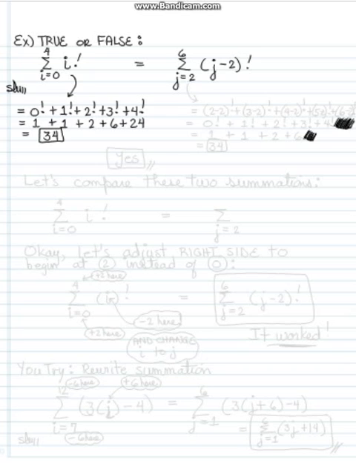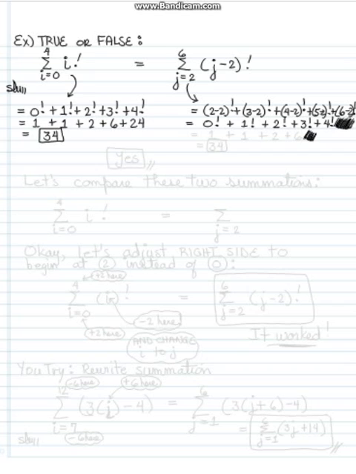Let's see if that's the same as the value of the right sum. For this one, that is equal to, in parentheses, let j equal 2 because we're starting with the index 2, 2 minus 2 factorial, plus 3 minus 2 factorial, plus 4 minus 2 factorial, plus 5 minus 2 factorial, plus 6 minus 2 factorial. Now simplify inside the parentheses. We get 0 factorial plus 1 factorial plus 2 factorial plus 3 factorial plus 4 factorial.